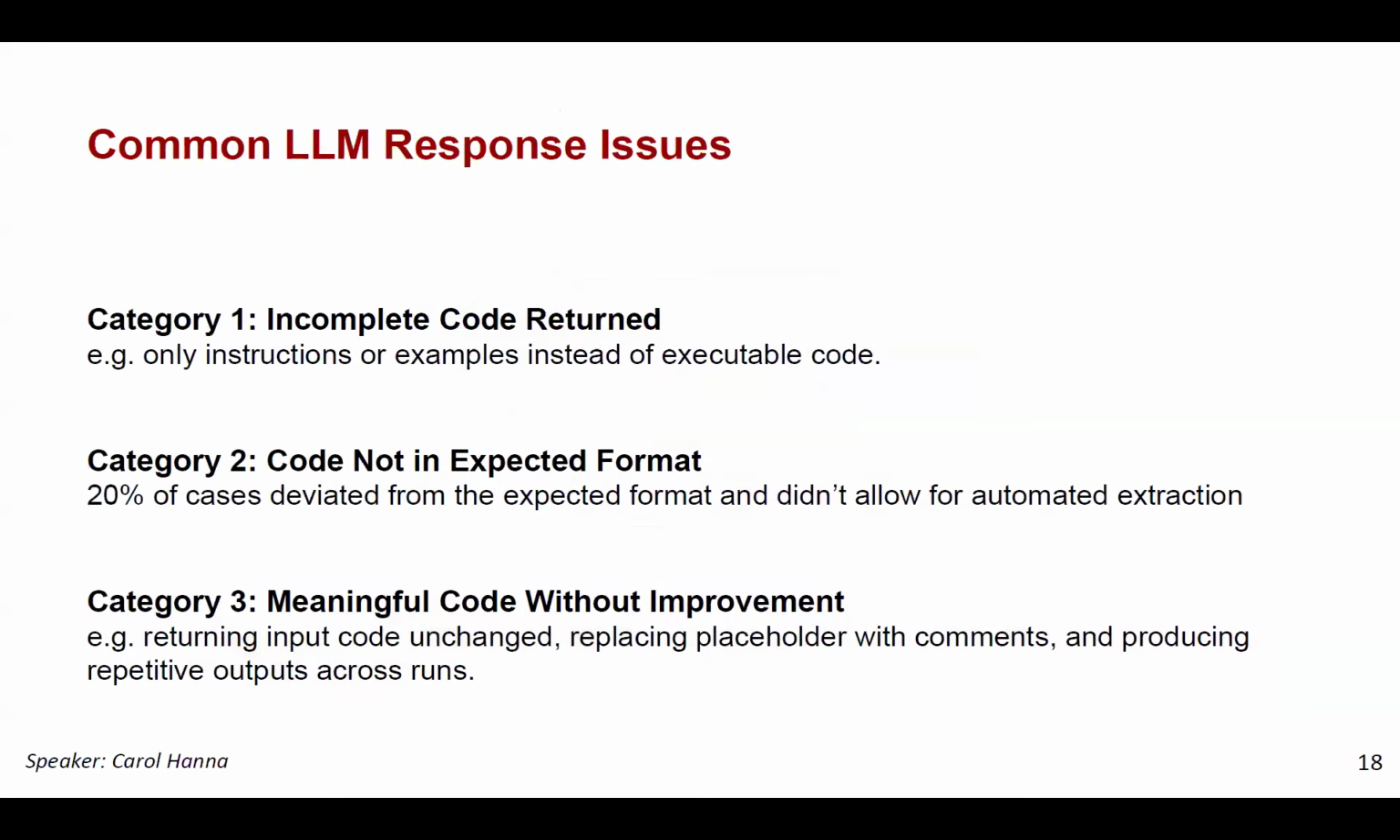And finally, just touching on some observations that we saw in terms of the responses that the LLM gave and some issues that we found. We can put them into 3 categories. One is, in a lot of the instances, incomplete code was returned. So it was only instructions or examples instead of something that can actually be executed. Second, sometimes the code was not in the expected format, which sounds like not a big deal, but it is when you have an automated search and you can't extract the code and then you have nothing to work with. So this happened in 20% of the cases where it deviated and it didn't allow for the automated extraction.